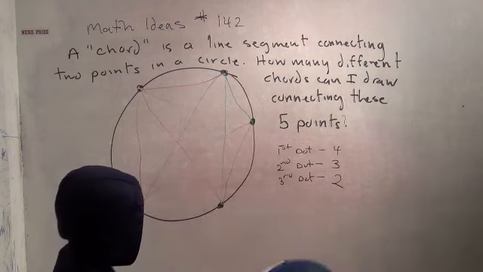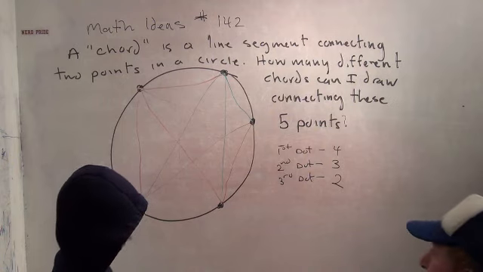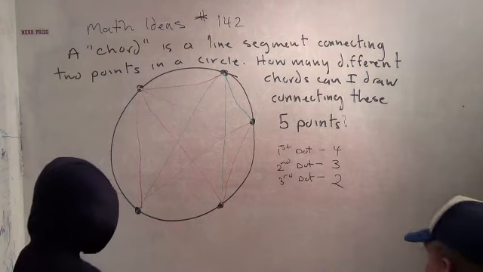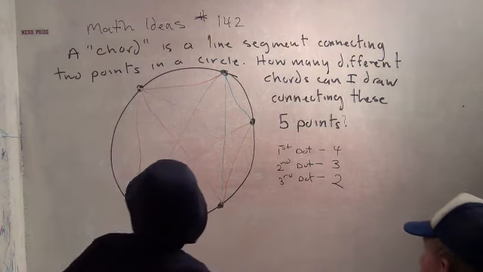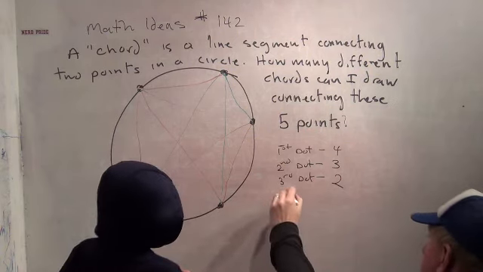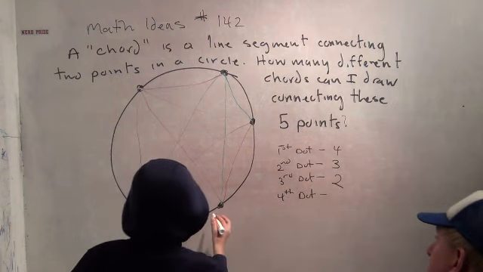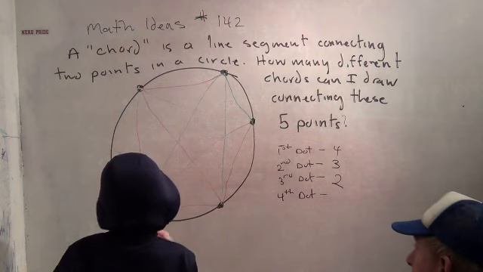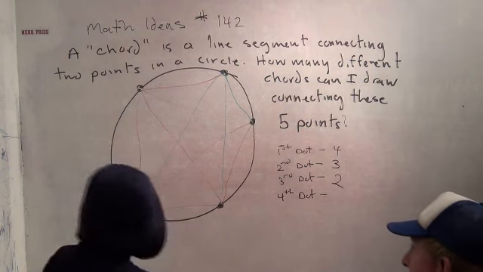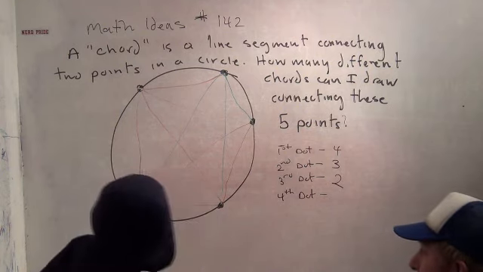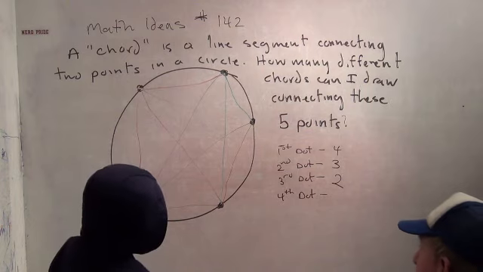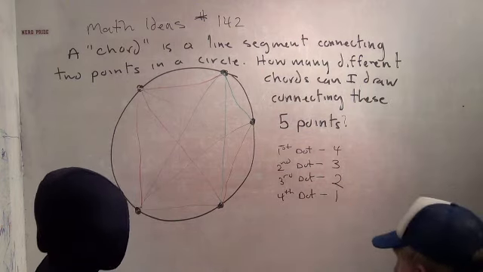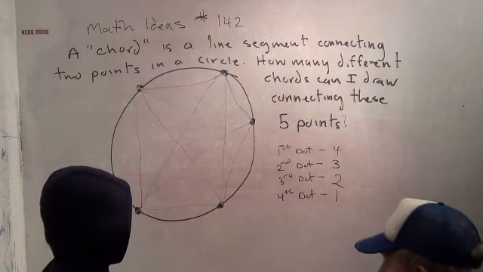Okay, now we're going to go to the fourth dot. Draw that one in orange. Okay, so what chord are you going to draw here? I'm going to draw this chord. Okay. So, is that it? You can only draw one from that point? I think so. Okay. Why do you think you can only draw one? 3 of them were already drawn in.